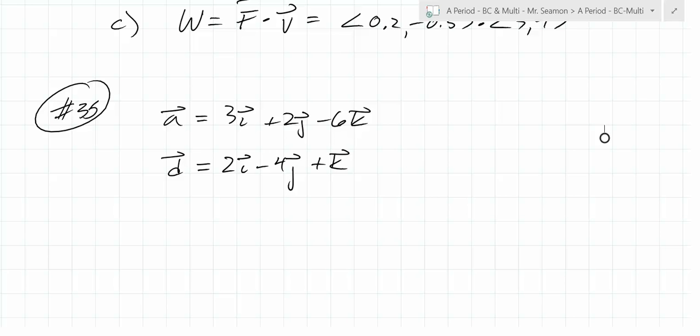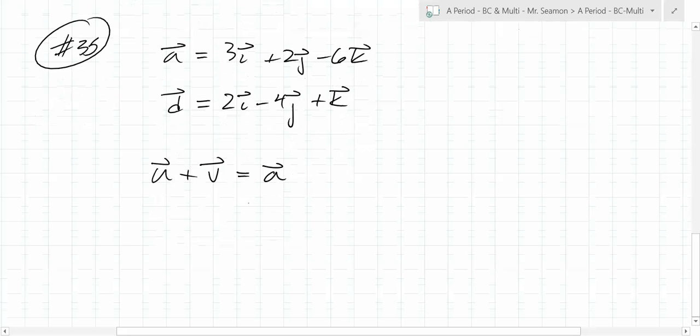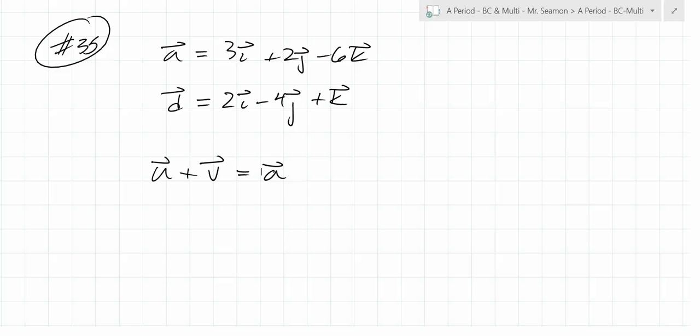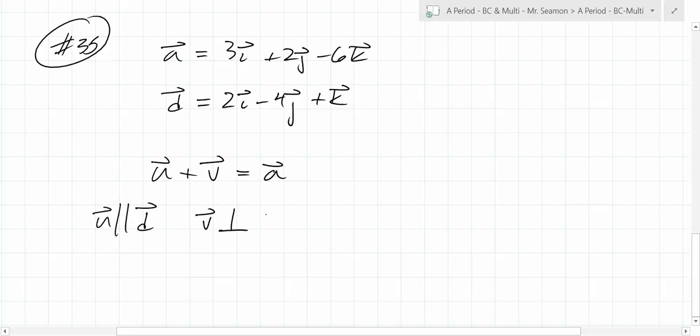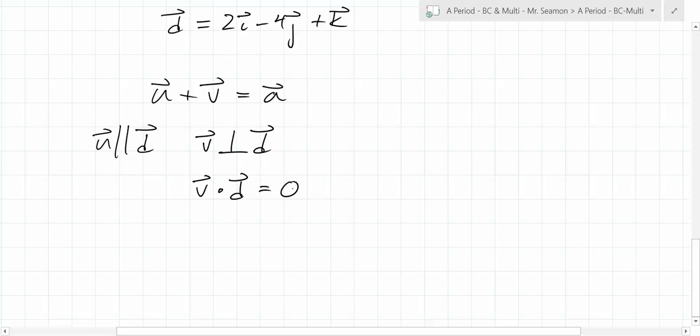Awesome! Just like any word problem, let's say U and V add together to get what? A. Is that correct? Yep. Let's just say that U is parallel to D and V is perpendicular to D. So what does that mean if they're perpendicular? You know that V dot D is equal to 0.